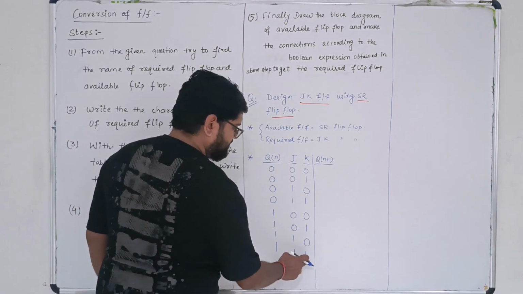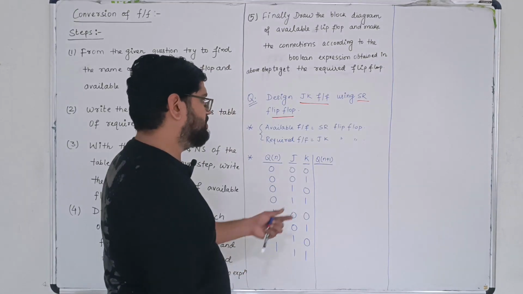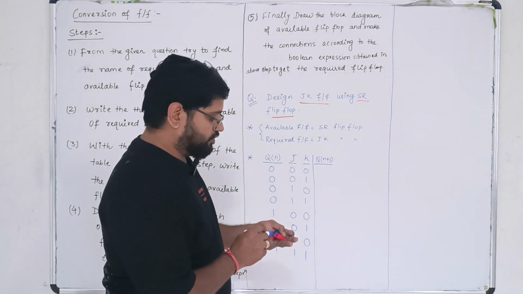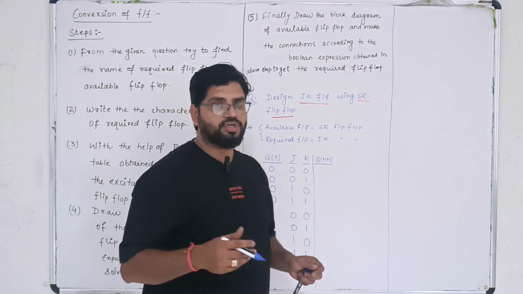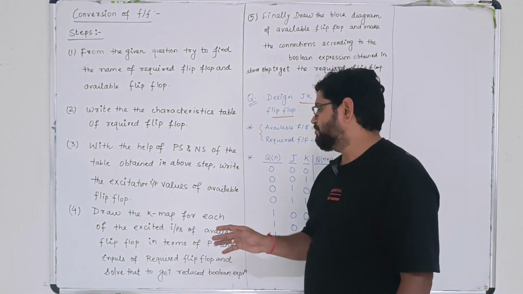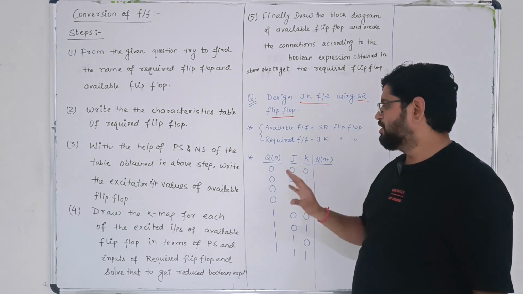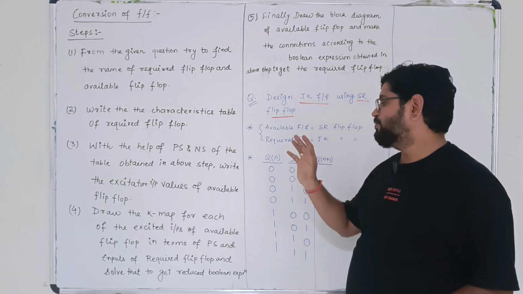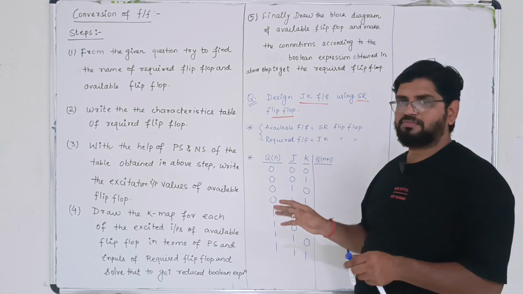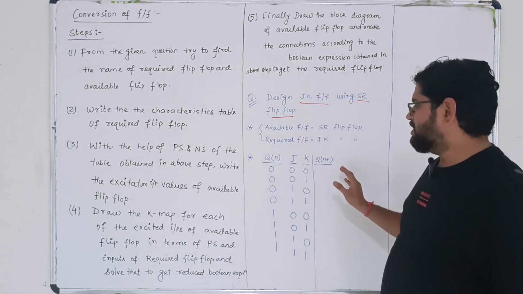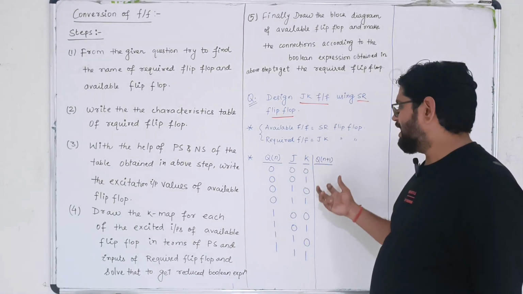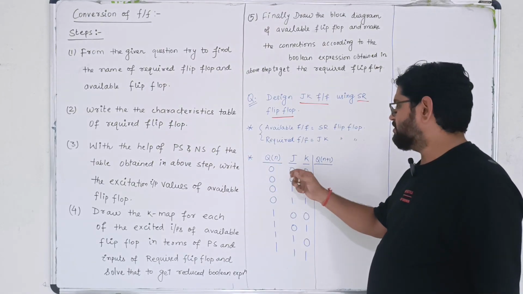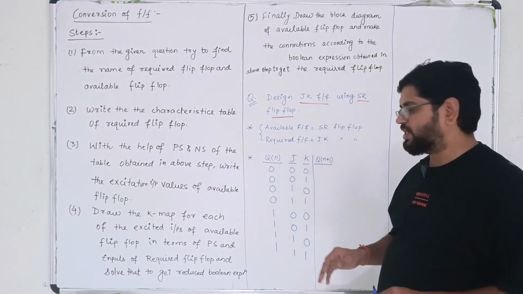Now once you are done with this, you need to write the value of Qn plus 1. Now the question comes in your mind, how to remember or recall a characteristic equation. You need not remember the characteristic equation. You just have to recall the simple truth table of the JK flip-flop. I have already said that whenever we write the characteristic table, we need not focus on the present state. We only focus on the inputs, and with the help of that, we'll be able to write it.